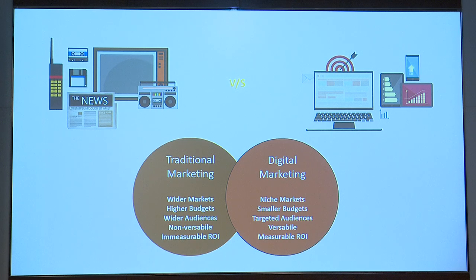Then digital marketing is versatile, which means that once you put an ad into the market in the newspaper or on the TV, you cannot redact it or change it or modify it or remove it, whereas you can do so in digital marketing. You can upgrade it, you can modify it, even you can remove it altogether.